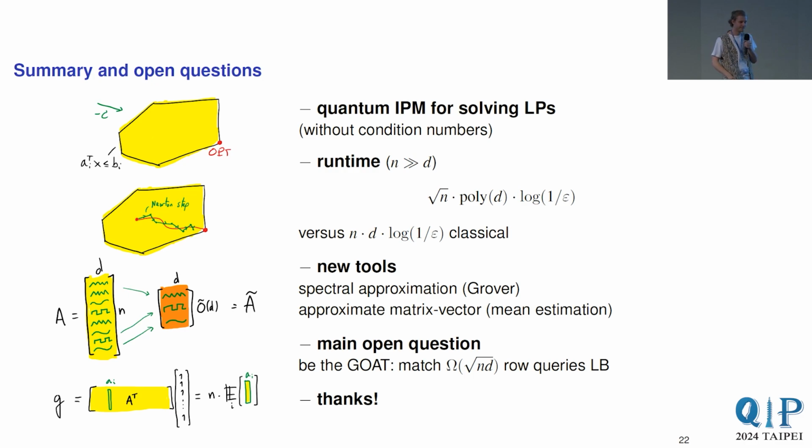I just wanted to ask a bit about the computational model. So one query gives you back all the d numbers in a row. That's a row query. Yes, sure, that would be a row query. Okay, and do you otherwise need QRAM for your intermediate computations or not?